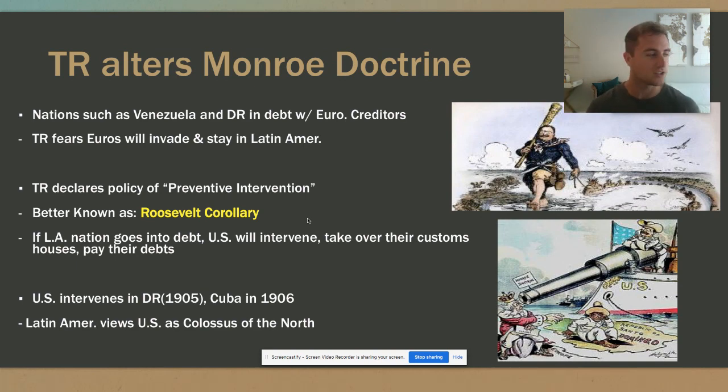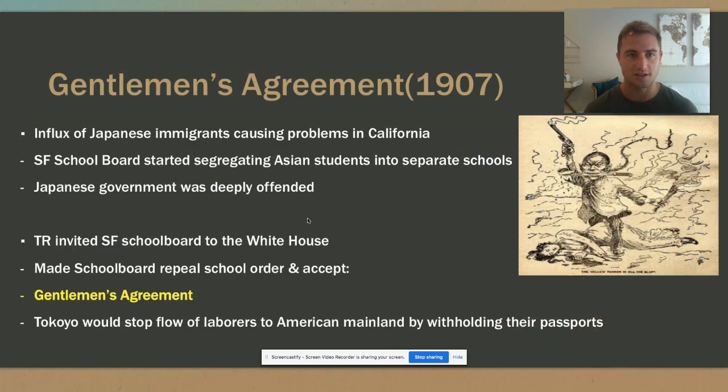And so this starts a policy of the U.S. continually invading countries in the Caribbean, for instance, the Dominican Republic and Cuba in 1906. Once again, Latin America views the United States as the Colossus of the North.